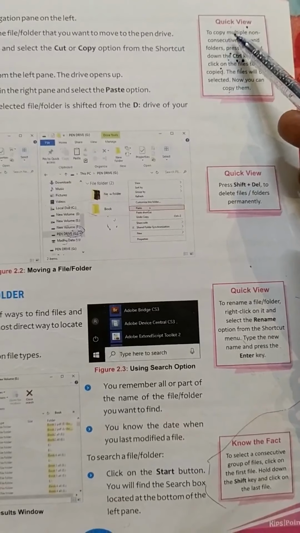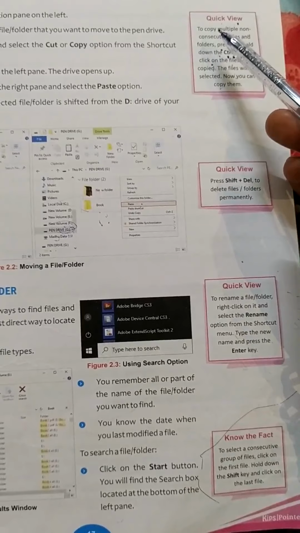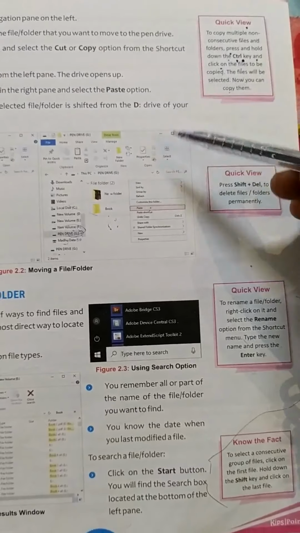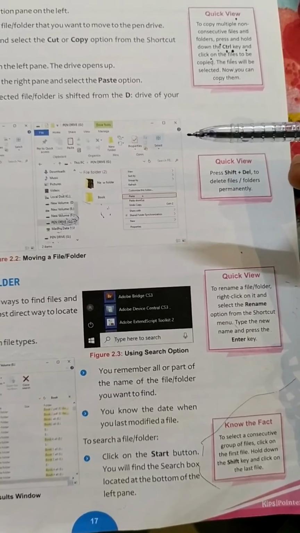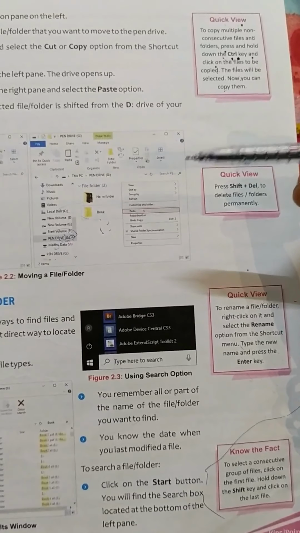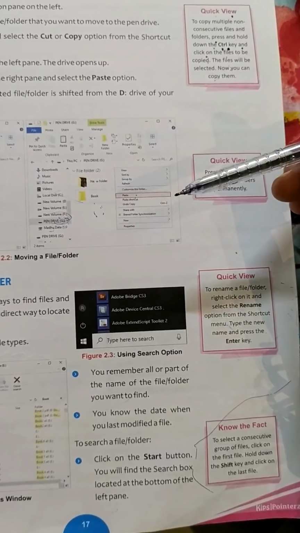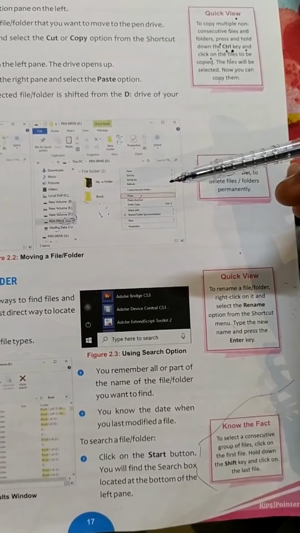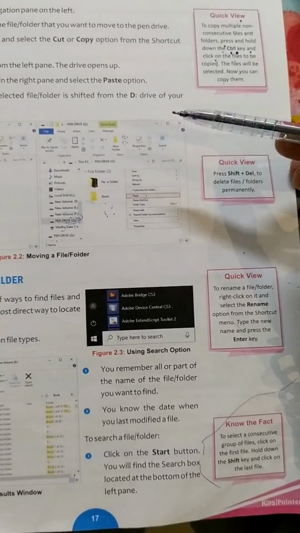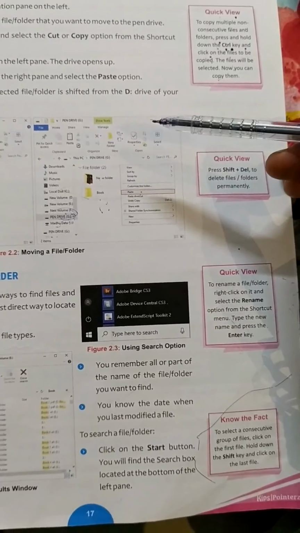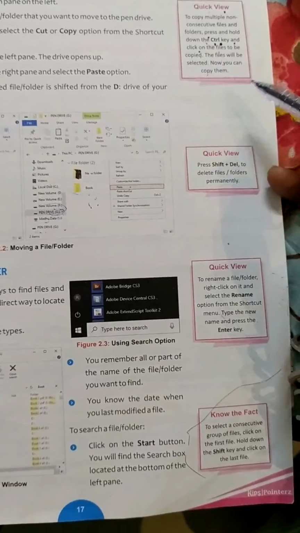For selecting consecutive files, you need to press and hold down the shift key and then select the other file and then do the operation that you want to do. But in non-consecutive files, you need to press and hold down the control key. In consecutive, shift key. In non-consecutive, control key.